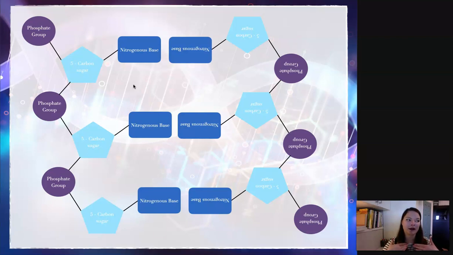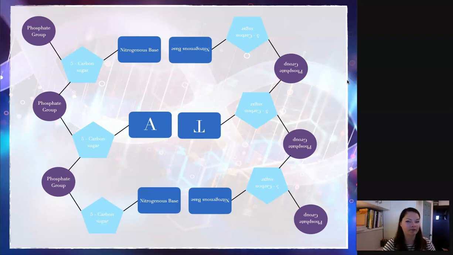Remember from our unit on chemistry and water that hydrogen bonds are weak intermolecular attractions. In other words, attractions between 2 different molecules, and they're attracted because of a slight positive and a slight negative charge. So the nitrogenous bases have different areas that are slightly positive and slightly negative, and they're going to attract to each other. And they're going to attract in such a way that A always is going to bind with T.